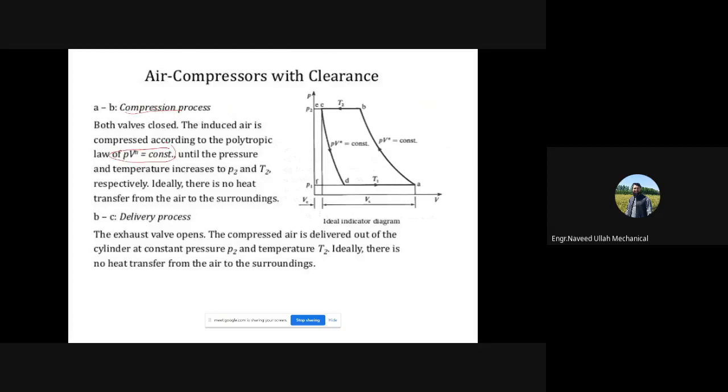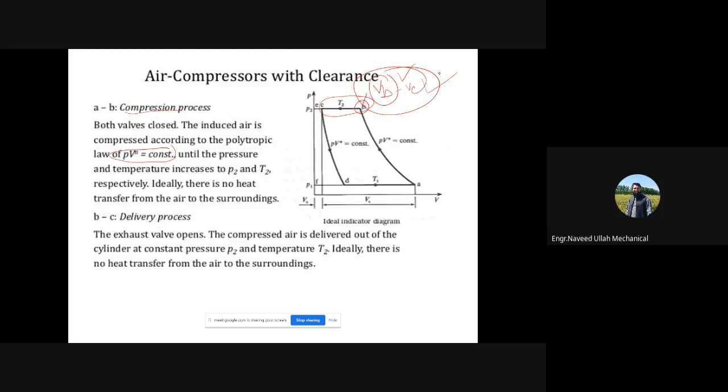PVN is equal to constant, that is the compression path, and the delivery stroke is also the same. The pressure increases from P1 to P2, okay, and the valve will open and it will deliver that volume. So this volume VB is basically your previous delivered volume. Now VB minus VC will be the delivered volume, right? Anyway, you can check this yourself, right.